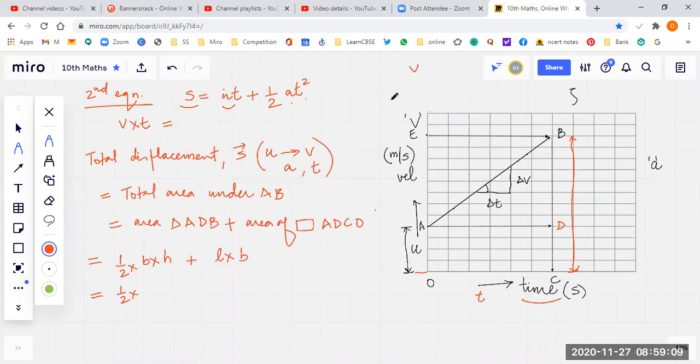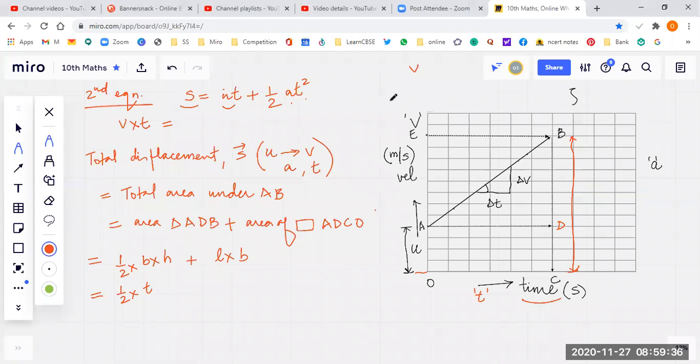What is the base AD? AD is equal to OC. What is OC? OC is time t. Am I right, students? OC is time. So AD is also time t.